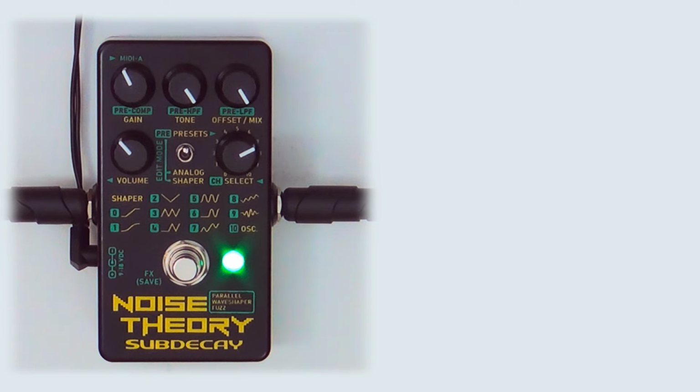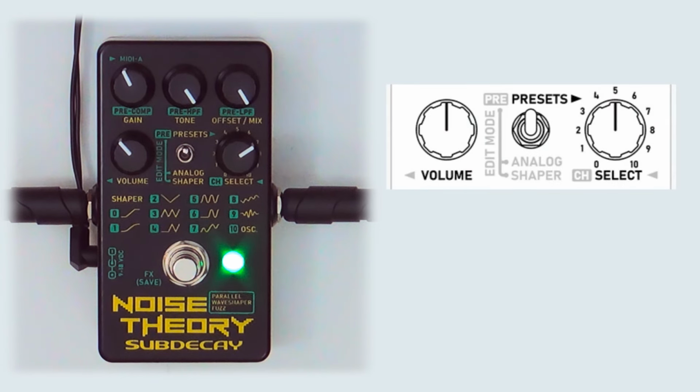The edit mode switch changes functionality of the control knobs. Currently, the edit mode switch is set to presets. This lets you choose a preset with the select knob.